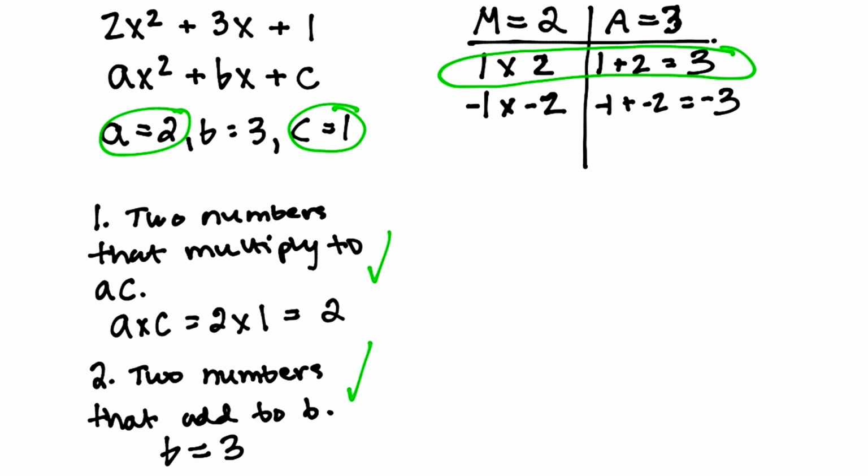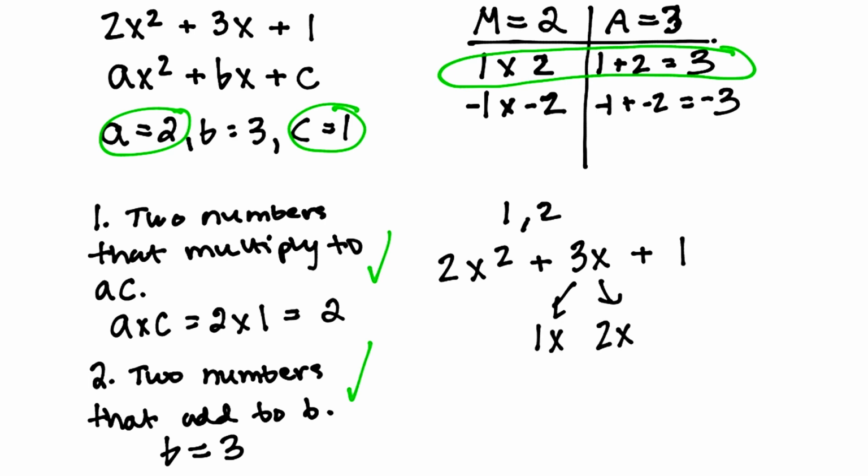Perfect. So now, once you have found the two magic numbers, which in this case are 1 and 2, you take your original quadratic equation and split up the center term, this 3x, into two terms, where the coefficients of x are the magic numbers, so 1x and 2x. Then we can write the expression as 2x squared plus 1x plus 2x plus 1.